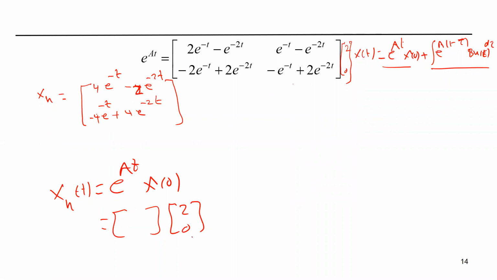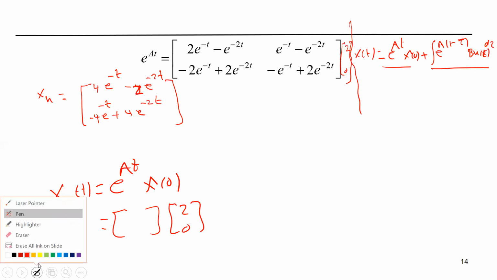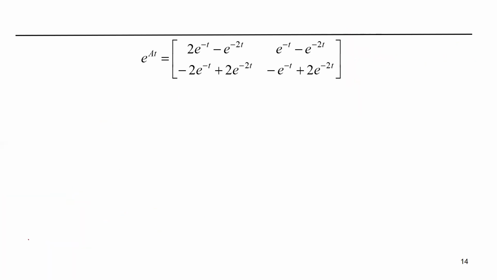What I'm saying is, if I want to get the homogeneous part, forget about these. Only e to the at multiplied by the initial condition. This is equal to x. Is this equal to x homogeneous? Yes, exactly. Okay, let me clear it.